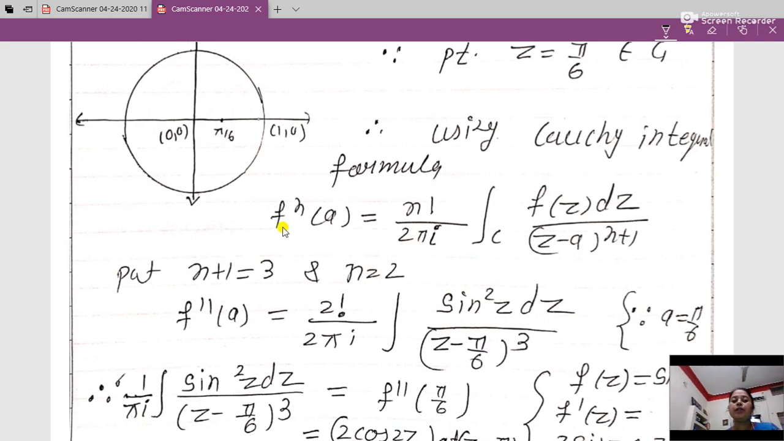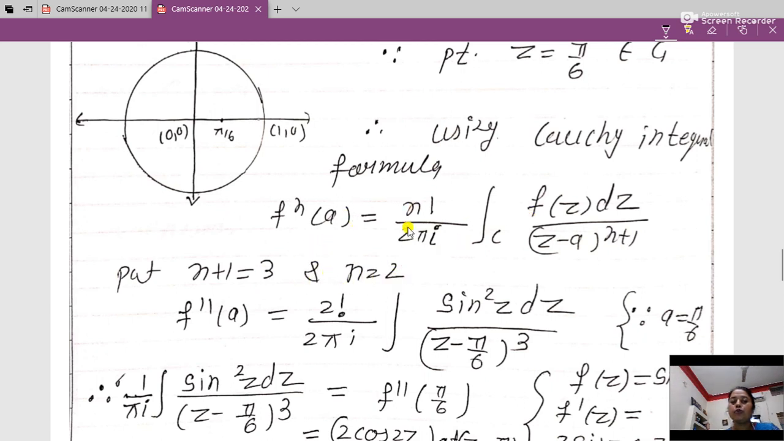So using Cauchy's integral formula of general form, you should remember this formula: the nth derivative of f(z) at the point z equal to a. Here we have a equal to π/6. So the nth derivative of f(z) at z equal to a is equal to factorial n upon 2πi times the integration of f(z) dz upon (z minus a) to the power n plus 1 along the curve C. We have (z minus a) to the power n plus 1 as (z minus π/6) whole cube. So the value of n plus 1 is equal to 3. Therefore, the value of n is 2.